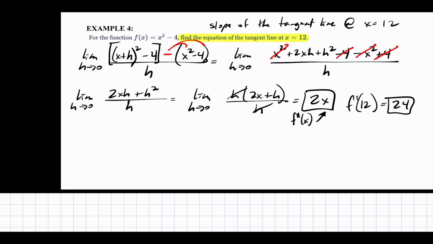Okay, so point slope is y minus the y coordinate equals the slope times x minus the x coordinate. I know the slope's 24. I just found that. What's the x coordinate at that point? 12, right? 12. What's the y coordinate at that point? How do we know what y is going to be? We can figure it out. We don't know, but how can we figure it out, I should say?